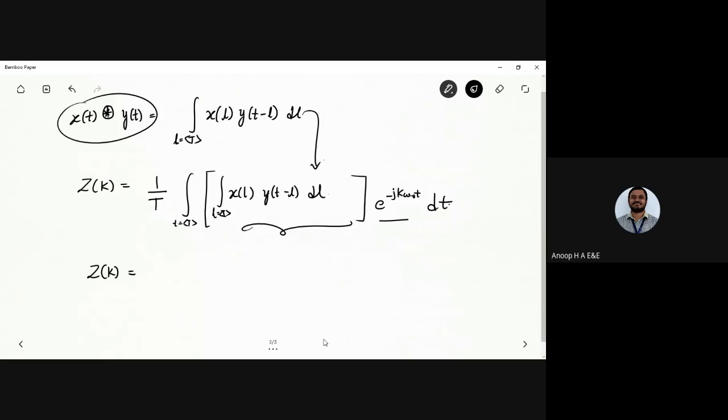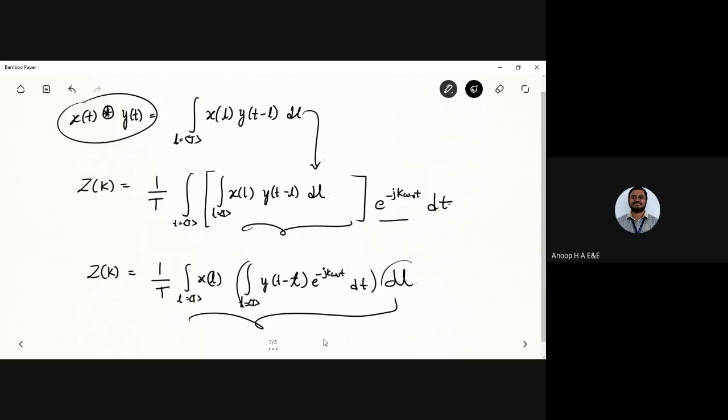That is z of k, that would be equal to 1 divided by T integral over the time period. I'm going to take one of the signals, that is x of L, and again integral over the time period of y of t minus L, and e power minus j k omega naught t dt. So this is one of the integrals, and you are going to have dL as the outer differentiating variable with respect to this whole integral. Okay, so this whole integral will have dL.